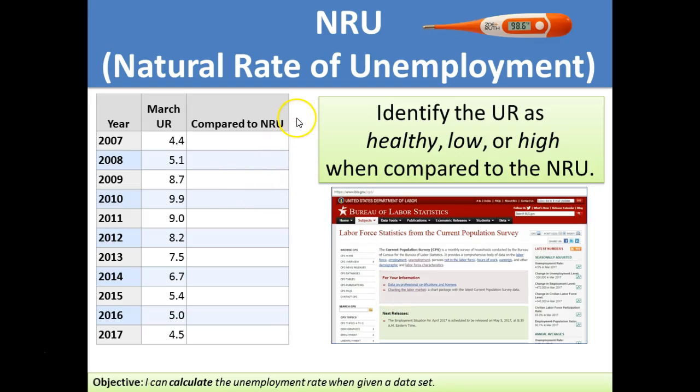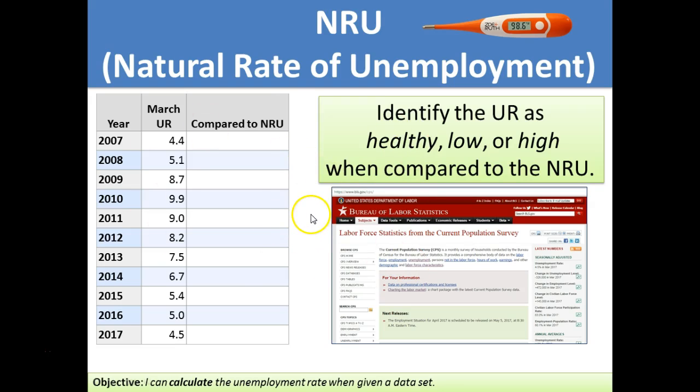And so if you go to page 13 in your unit packet, I've given you some data from 2007 to 2017. And then this is the unemployment rate in March for that year. And then compare that to the natural rate of unemployment, that 4 to 6% range. Identify it as healthy, low, or high when compared to the NRU. So pause the video and let you do that.